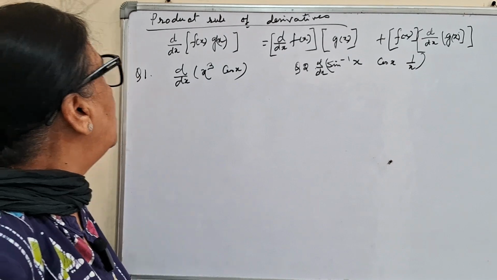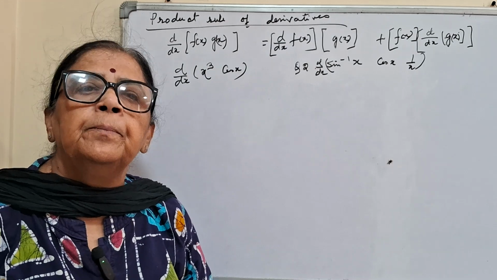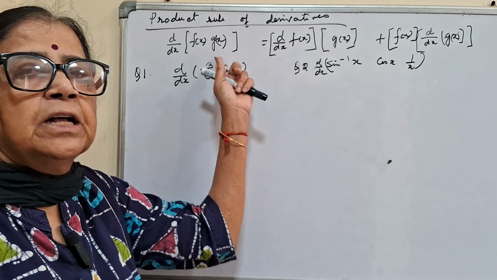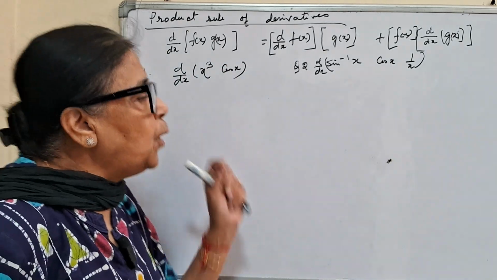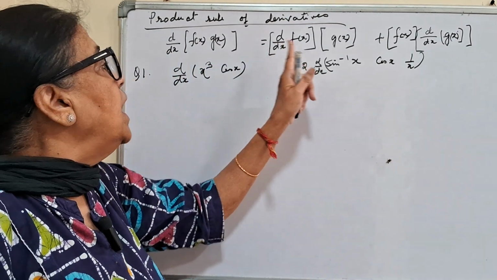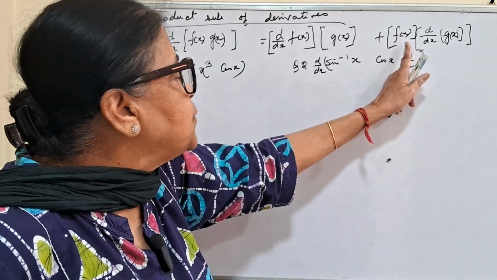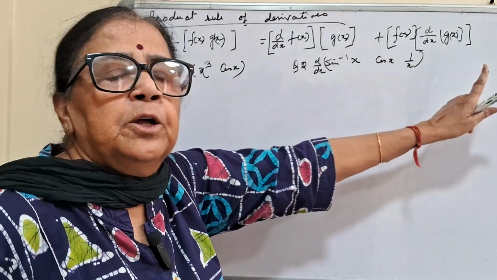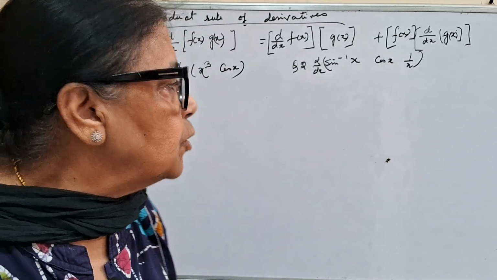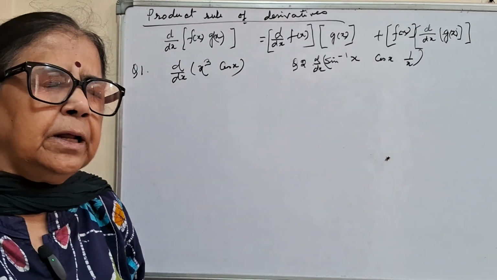The product rule of derivatives. When I ask you to find the derivative of two functions, that is d/dx of f(x) times g(x), where f(x) is a function and g(x) is a function, what will you do? You will find the derivative of the first function and keep the second function as it is, plus keep the first function as it is and find the derivative of the second. It can be continued with 3 functions, 4 functions. So this is the rule, and this is a very easy rule.